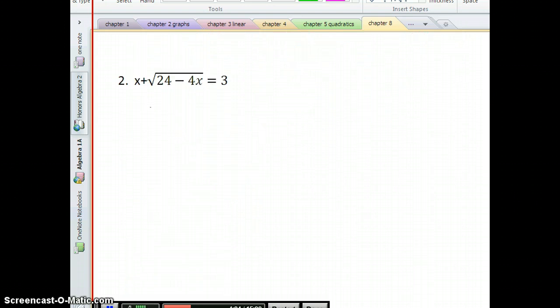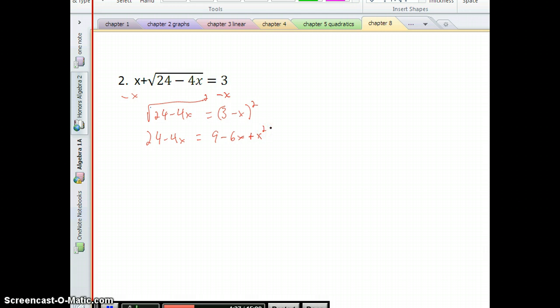Problem 2 is a little bit different. This time we have the x on the other side of the equation. So we're going to start by subtracting x in order to get the square root by itself. You'll find that many of these examples are very similar, but end up being just a little bit different. So now we get rid of the square root by squaring both sides. So again, notice we have a parentheses around the 3 minus x. On the left, we get 24 minus 4x. On the right, we're going to get 9 minus 6x, and then plus x squared.